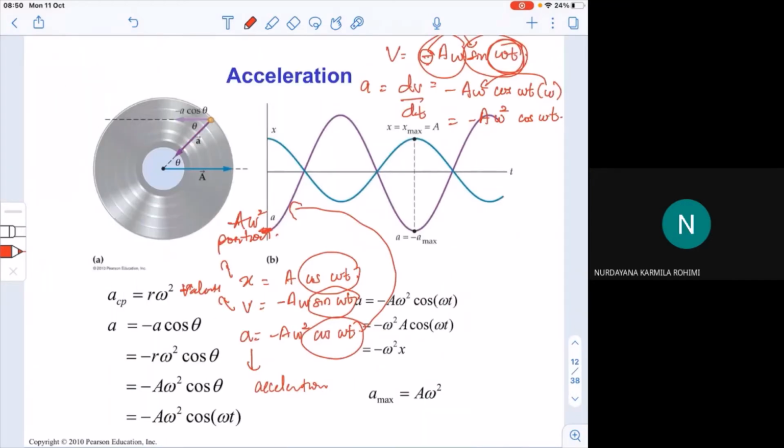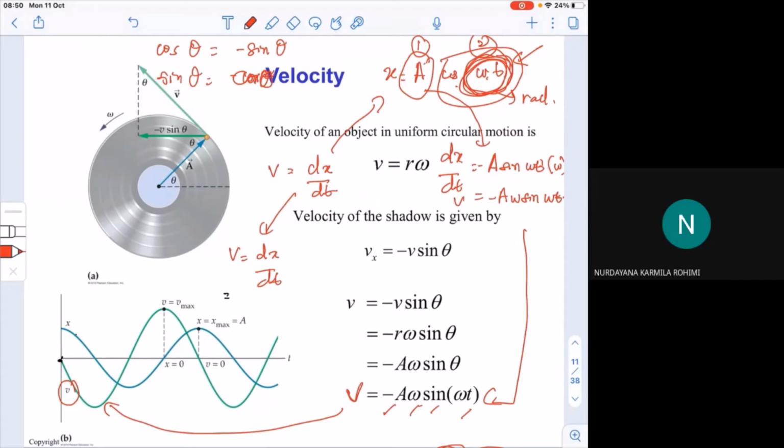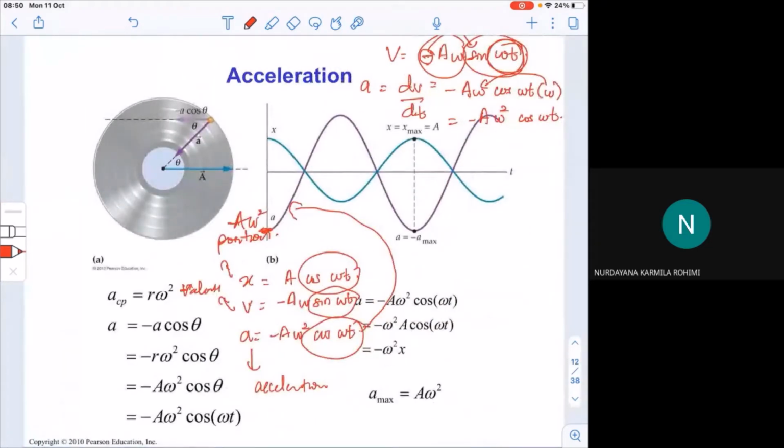All right. So here they also noted the maximum. The maximum means that the cosine part, or the radian mode part, is considered to be 1. This one becomes 1, everything in the bubble becomes 1. So the x maximum is considered to be A. V maximum is considered to be A omega, without the negative. And a maximum is considered to be A omega squared.